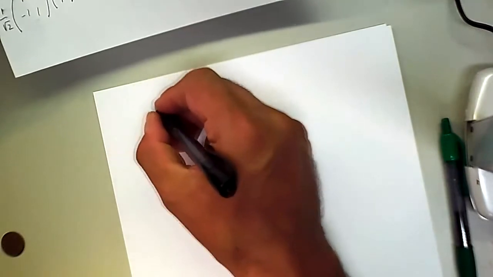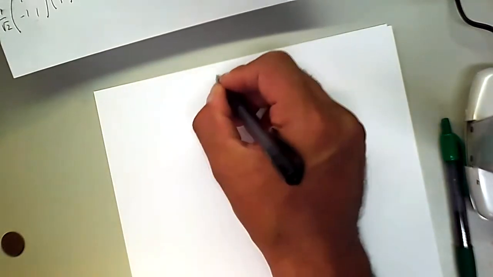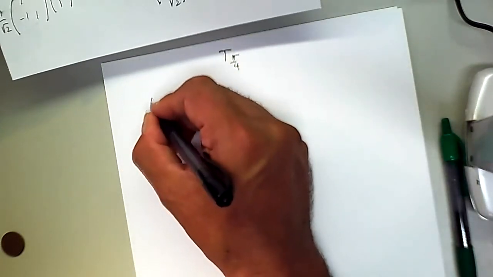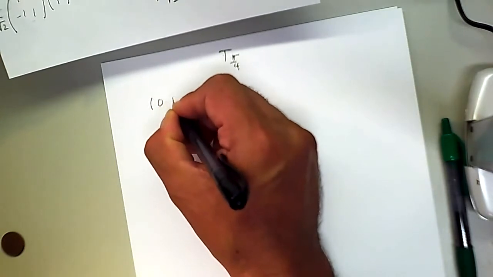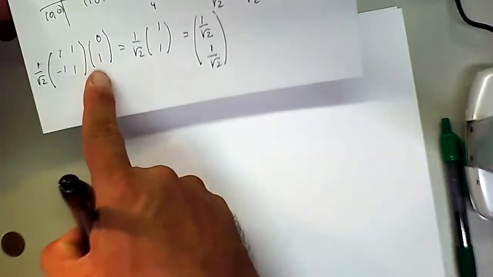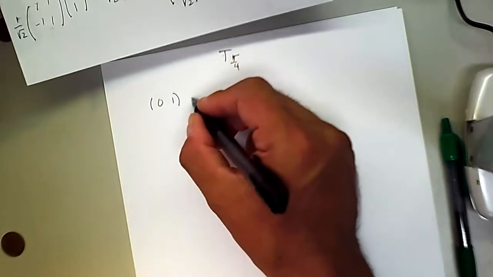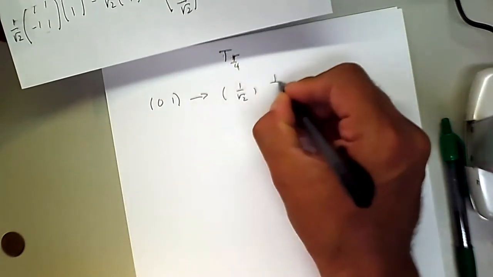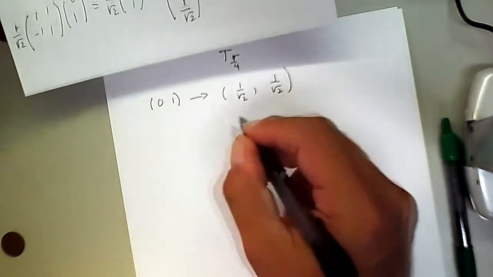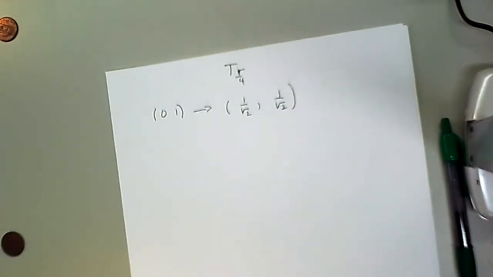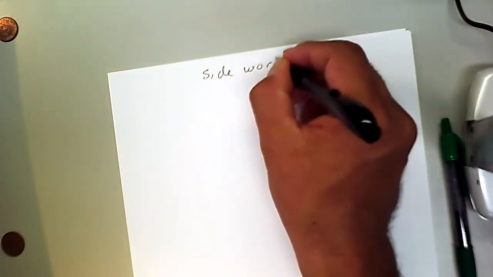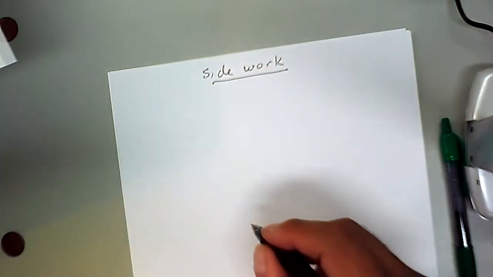So this map, T of pi over 4, takes the point 0, 1 into 1 over the square root of 2, comma 1 over the square root of 2. Let's do that with a few more. Actually, I'm going to do some side work here to continue doing more multiplications.